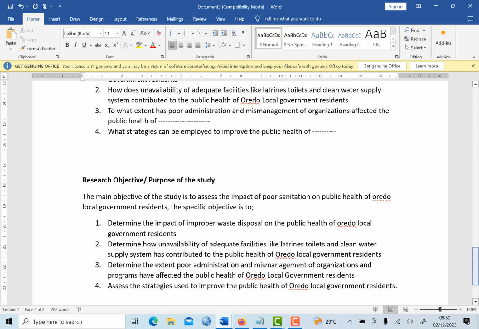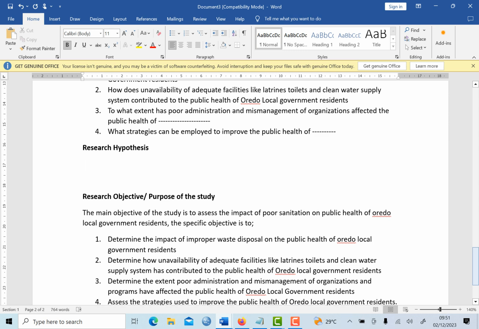In faculty of education, the supervisor may not ask you to put hypothesis. But yeah, in faculty of management sciences and other faculties, it's necessary you cite the work. So search hypothesis. Give it a preamble. The following hypothesis was raised to guide the study.